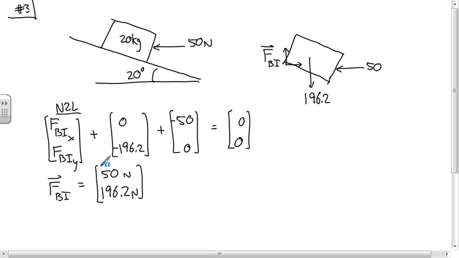And the force on the incline by the block, you just use Newton's third law. But now I think the question you're asking is about how to break this up into a normal force and a friction force.